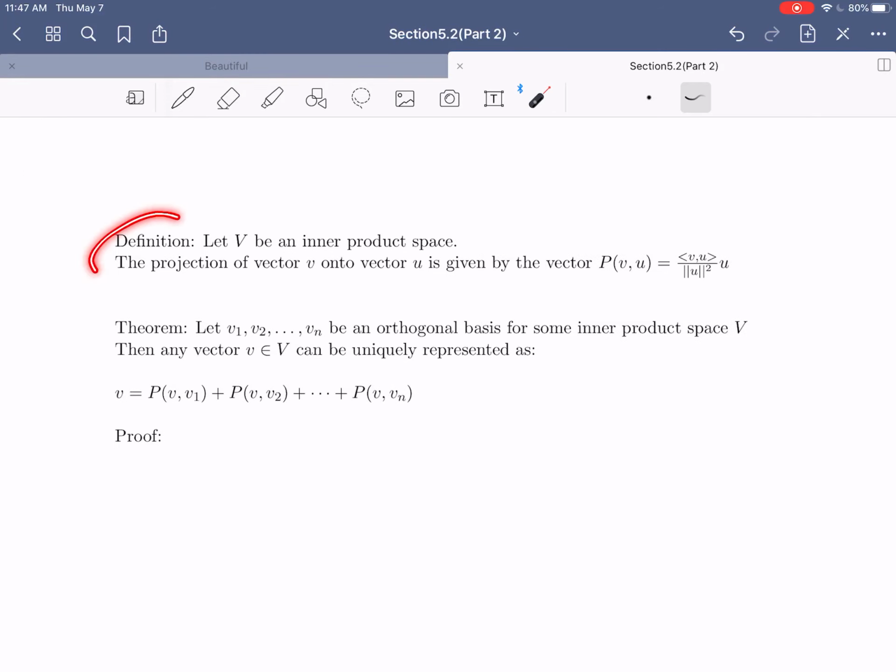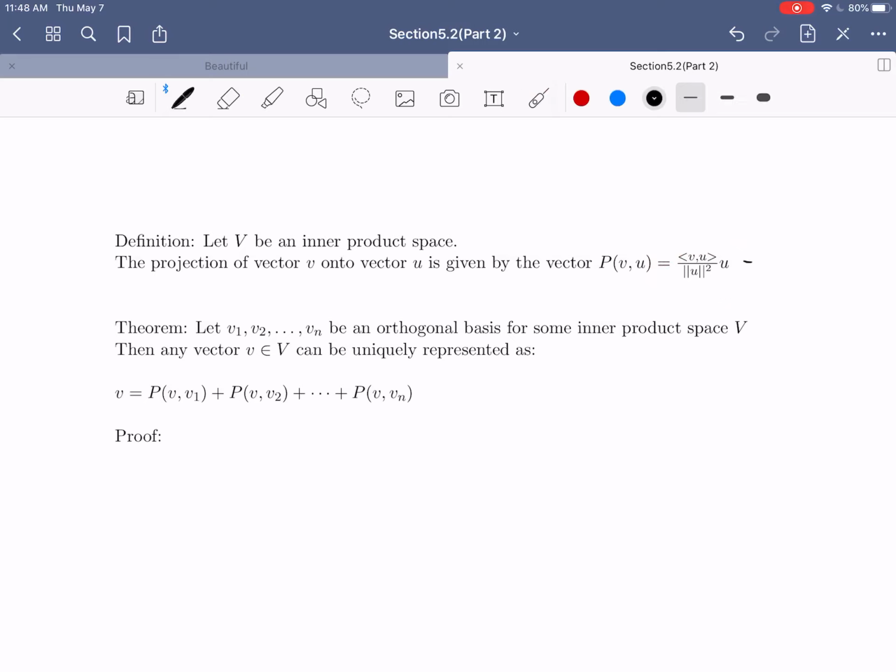So to start off with, we've got a definition here. We're going to let V be an inner product space. Then the projection of vector V onto vector U is given by the vector that we write P(V, U), the projection of V onto U. It's the inner product of V and U divided by the norm of U squared, times the vector U. So you will notice that the projection of V onto U is a vector. It's a scalar multiple of the vector U. In other words, the projection of a vector V onto a different vector U is some scalar multiple of that vector U.